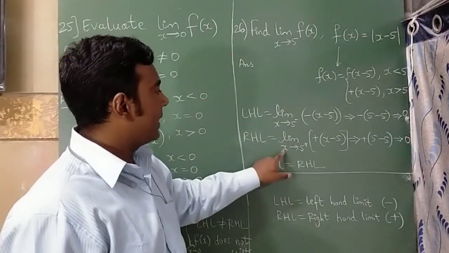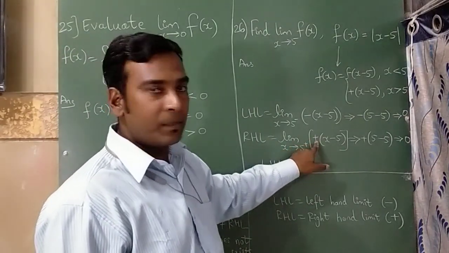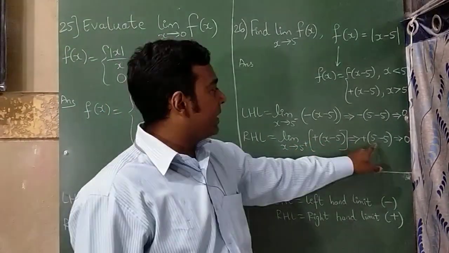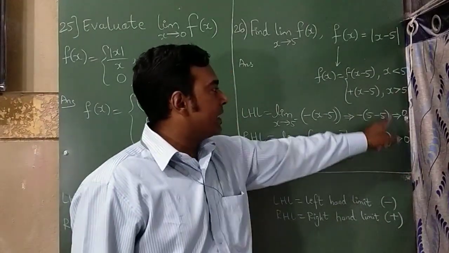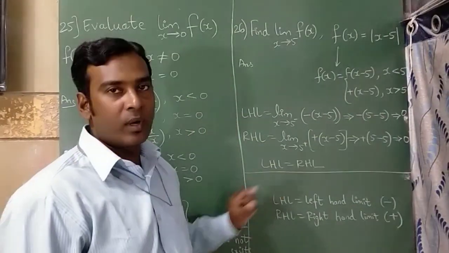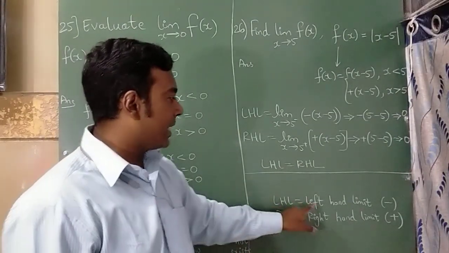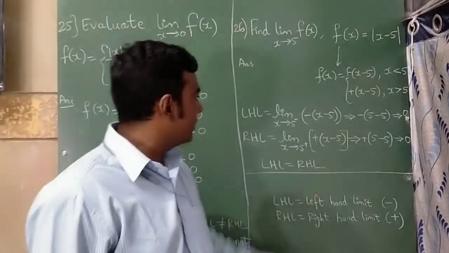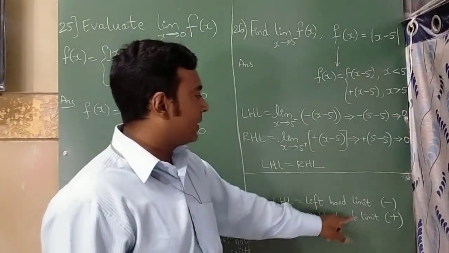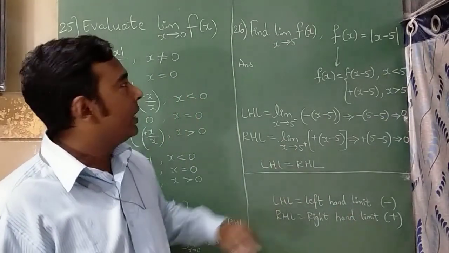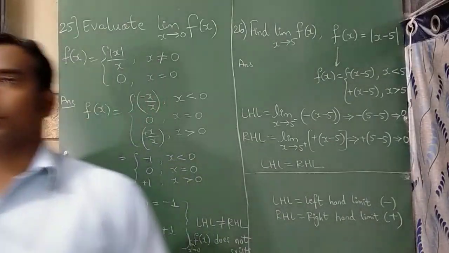RHL, limit x tends to 5 plus, so I have taken plus x minus 5. Where there is a x, substitute 5. 5 minus 5 is 0. So LHL and RHL both are equal. So here I have written LHL as a left hand limit. You need to take minus. Here you can see. RHL means right hand limit, that is plus. You can see here. Let's move on to the next question.